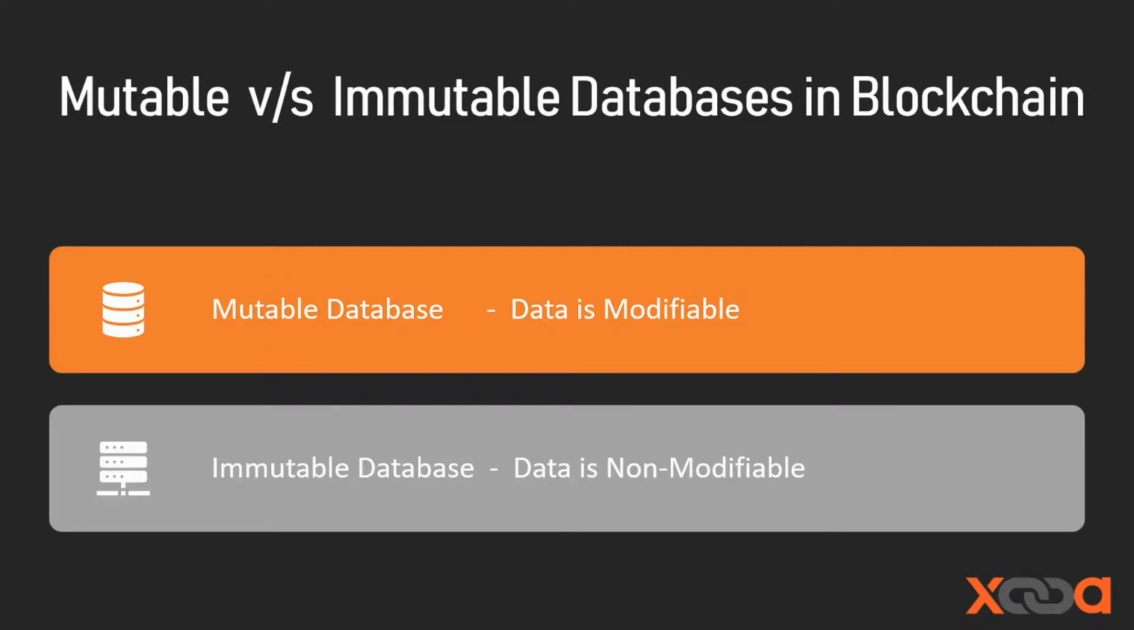Well, on Xooa, the data is stored as both a mutable database and an immutable database on the blockchain. How is this possible? Let's define what these terms mean. A mutable database is a database that can be modified after data has been created in it. Conversely, an immutable database is a database that cannot be modified after data creation.